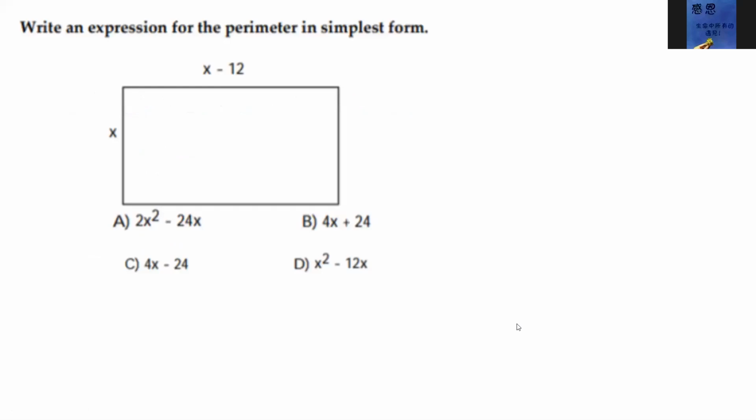Okay, so we're just practicing adding and subtracting polynomials. Let me give you this question, which basically comes down to adding and subtracting polynomials, but I phrased it in a slightly different way. Write an expression for the perimeter in simplest form. You can use a capital P for perimeter. Do you guys remember what perimeter means? Yeah? Okay, the perimeter is the distance around an object.